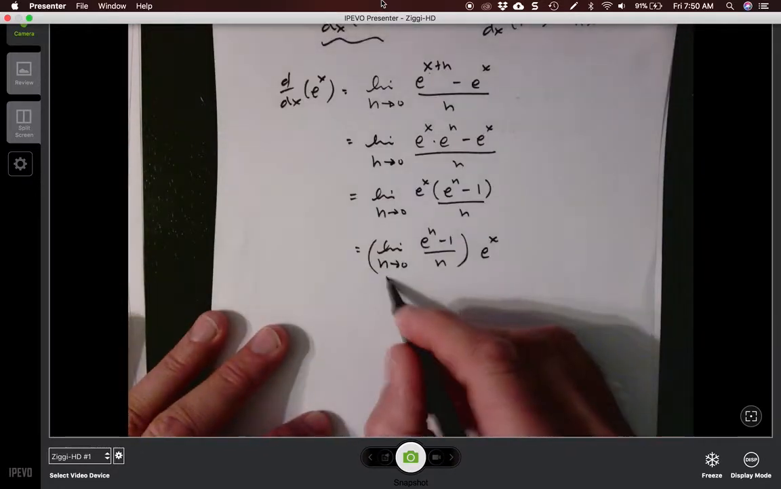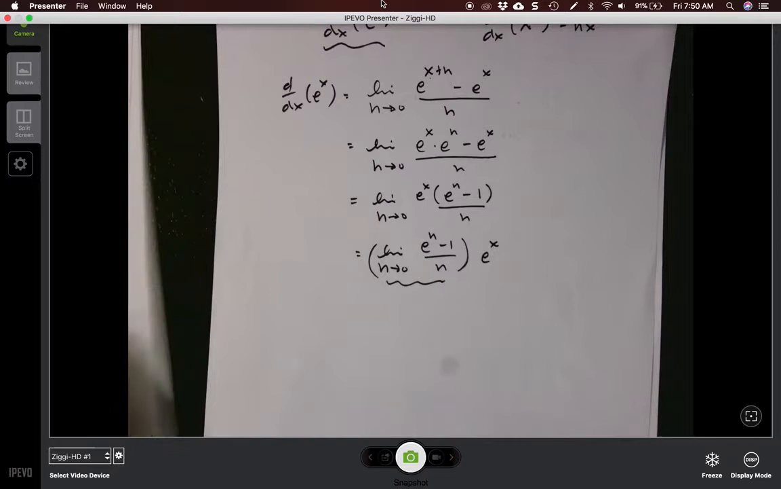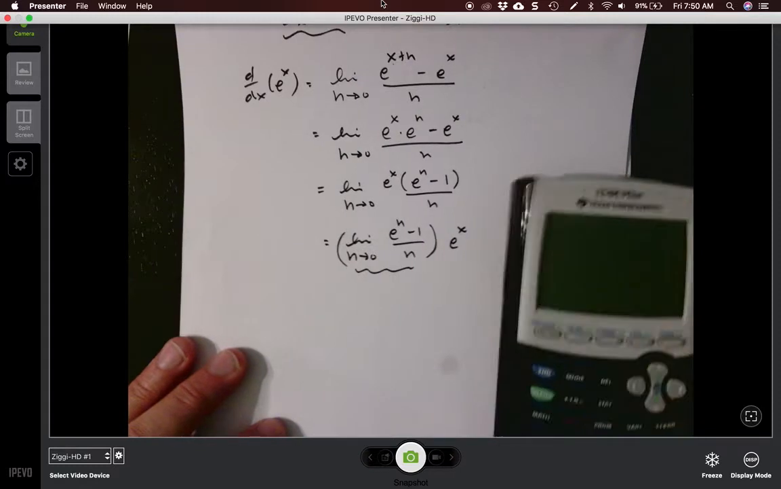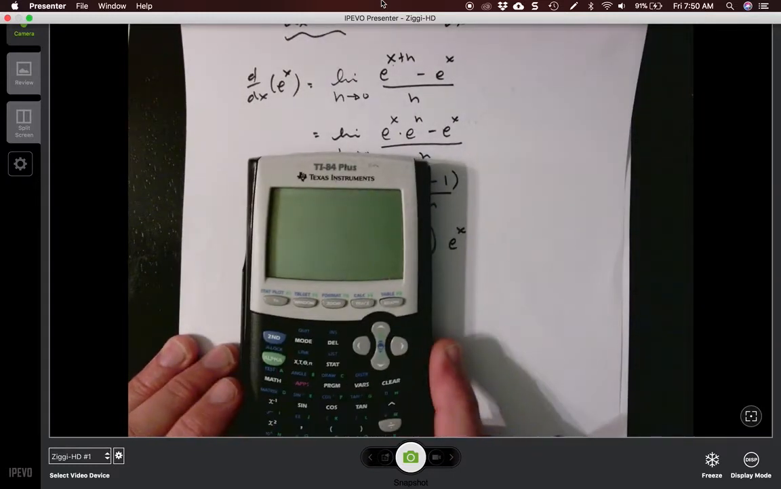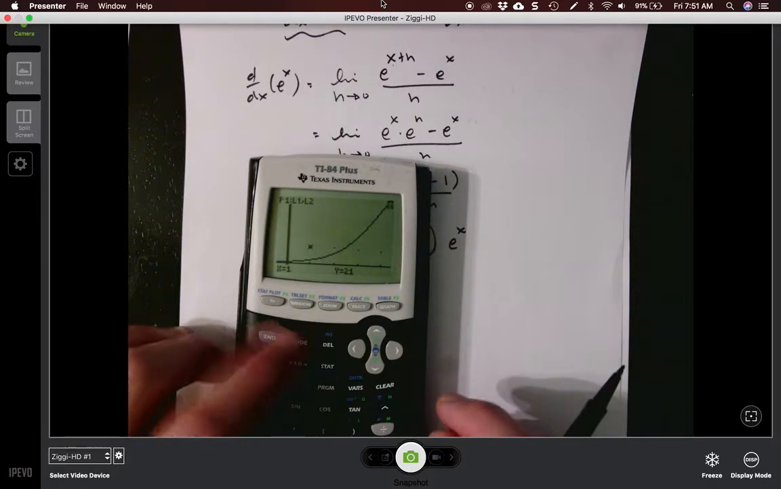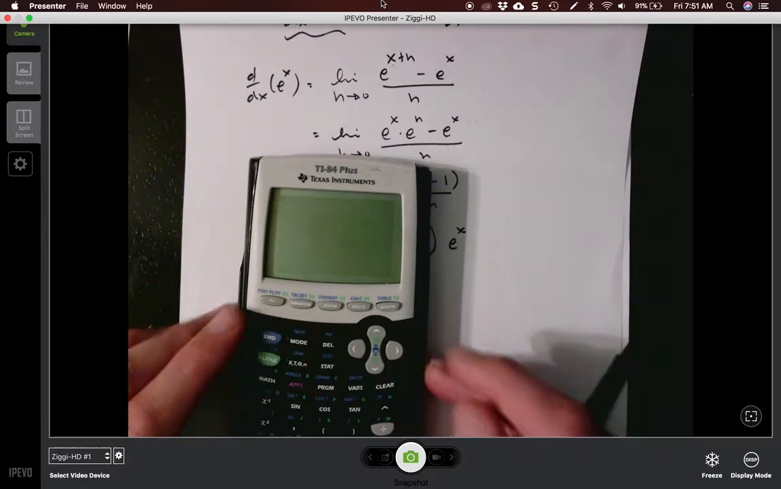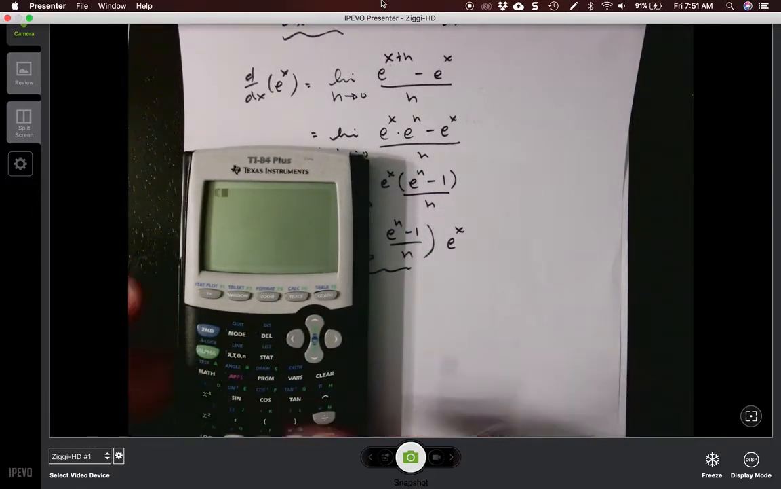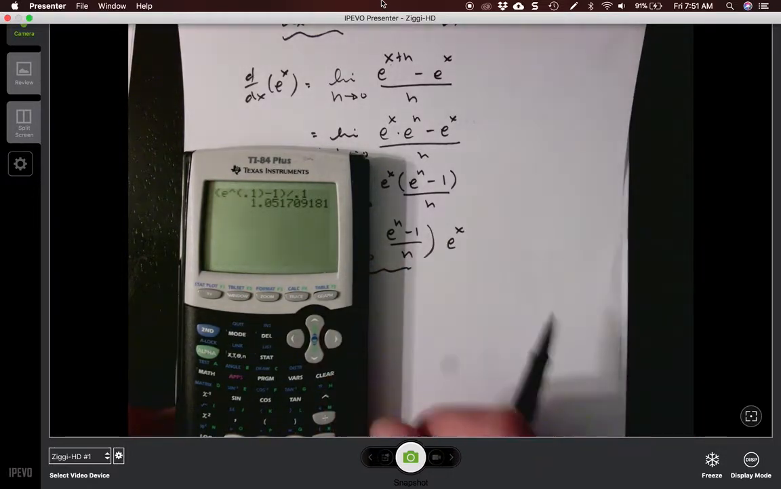All right, so I want to know, what is e to the h minus 1 divided by h? There's not a nice way to do this algebraically, but I think I can convince you on the calculator that if we put small values for h in there, we should get a pretty good approximation. Let's say we take e raised to the 0.1, minus 1, and then divided by 0.1. That ends up being 1.05.